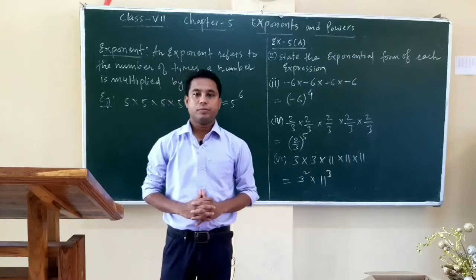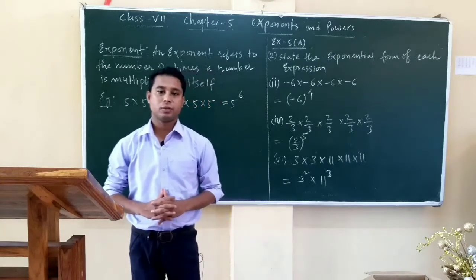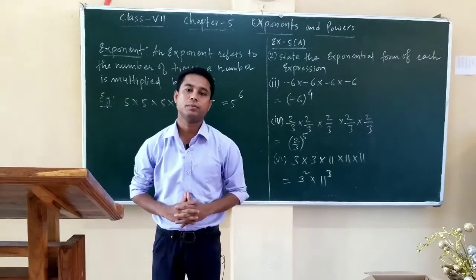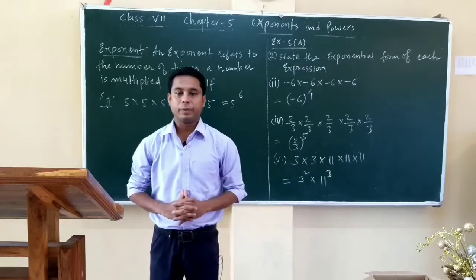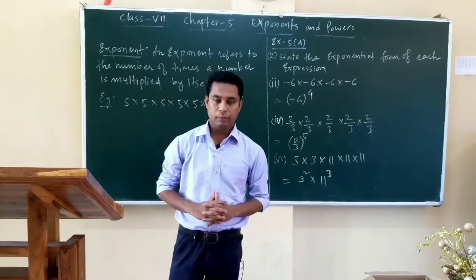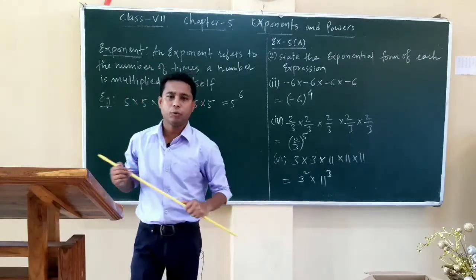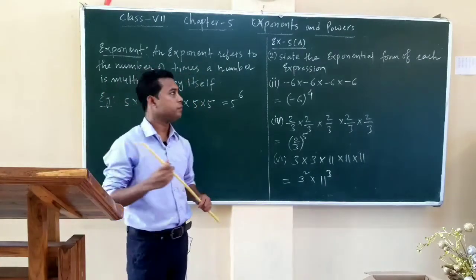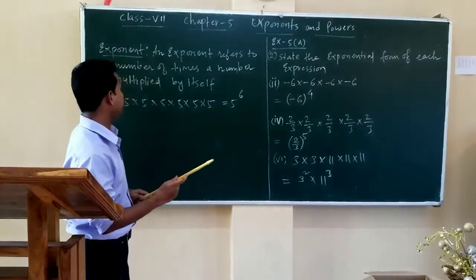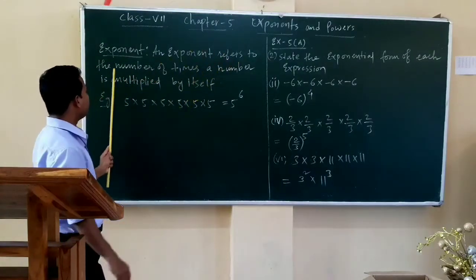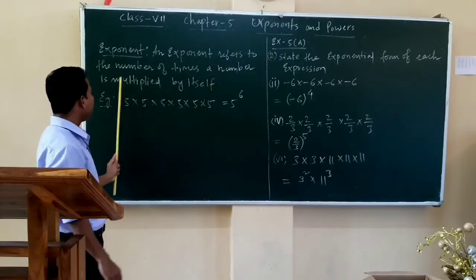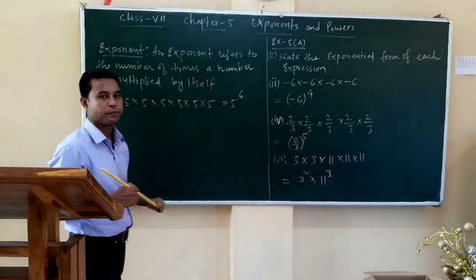Today I am going to teach you chapter 5 from a mathematics textbook, and the name of the chapter is exponents and powers. So first of all, let us see what is the definition of exponent, or how can we define exponent. An exponent refers to the number of times a number is multiplied by itself.